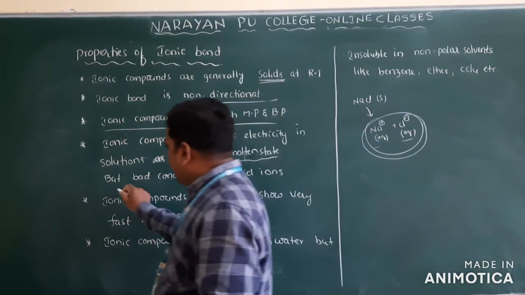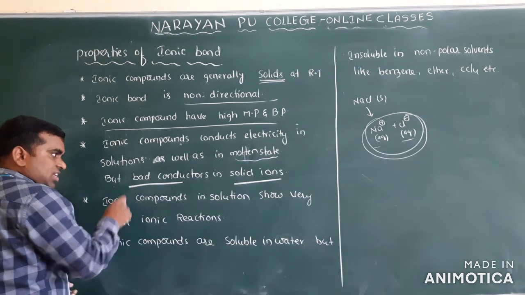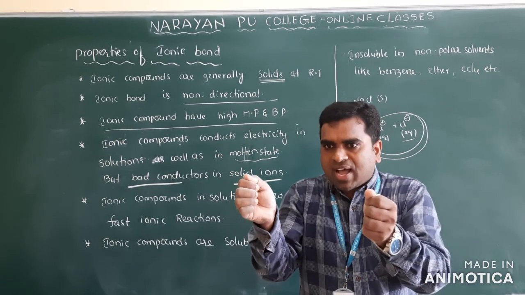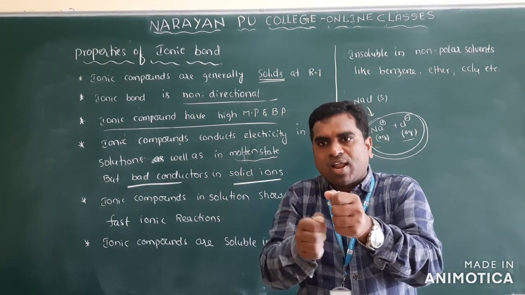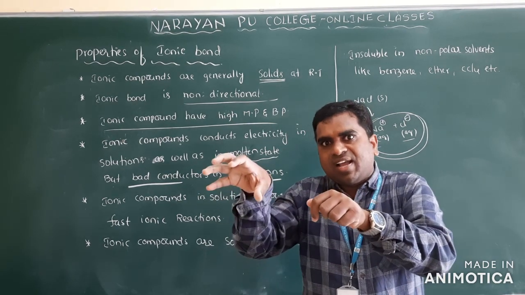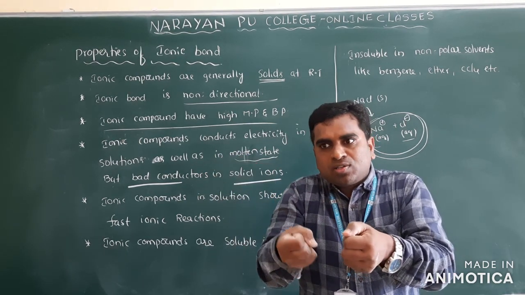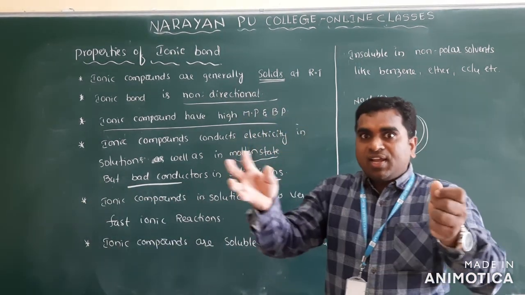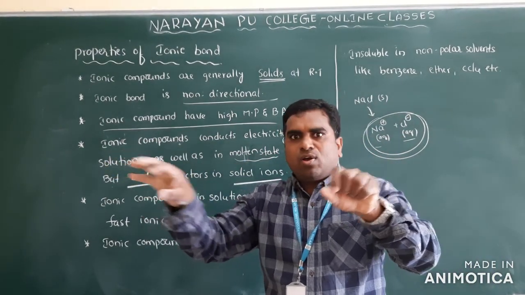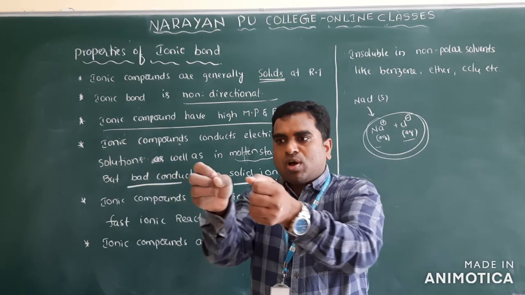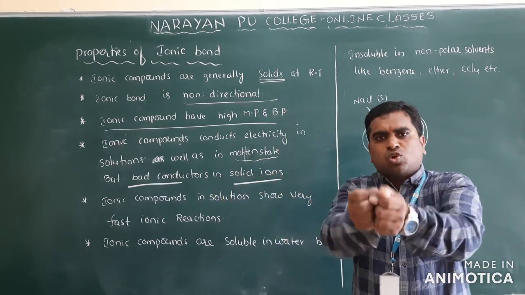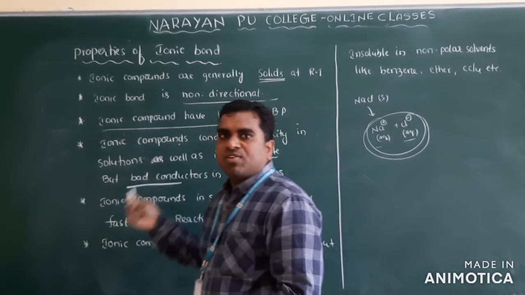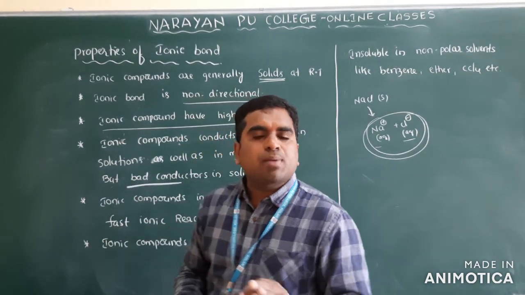But solids are bad conductors of electricity, even though they contain ions, because in solids there are no free ions. In solids, the ions are very close to each other; positive and negative ions are tightly held by the ionic bond. So ions are there, but they cannot move freely in the solid. In a liquid, the gap between ions is more, so they can easily move. In solids, the gap is very small, the attraction is strong, and they cannot move, so they cannot conduct electricity. So ionic compounds are very good conductors in solution and the molten state, but not in the solid state.